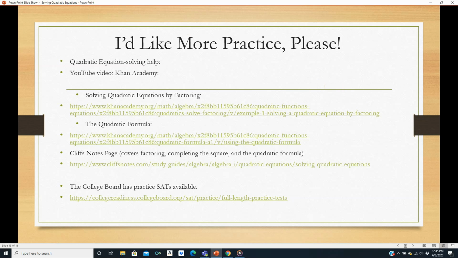The quadratic formula, again, Khan Academy has got you covered here. And then there's a Cliff's Notes page. If you're my age, you probably used that for all the books you had to study in school, where you'd look at the Cliff Notes and use it as a supplement for studying. And that covers factoring, completing the square, and the quadratic formula. Very good page. And of course, the College Board has practice SATs available, which have the full-length math sections. You can see everything that's likely to show up on the math sections. And they're good things to practice because they're from the official SAT people.